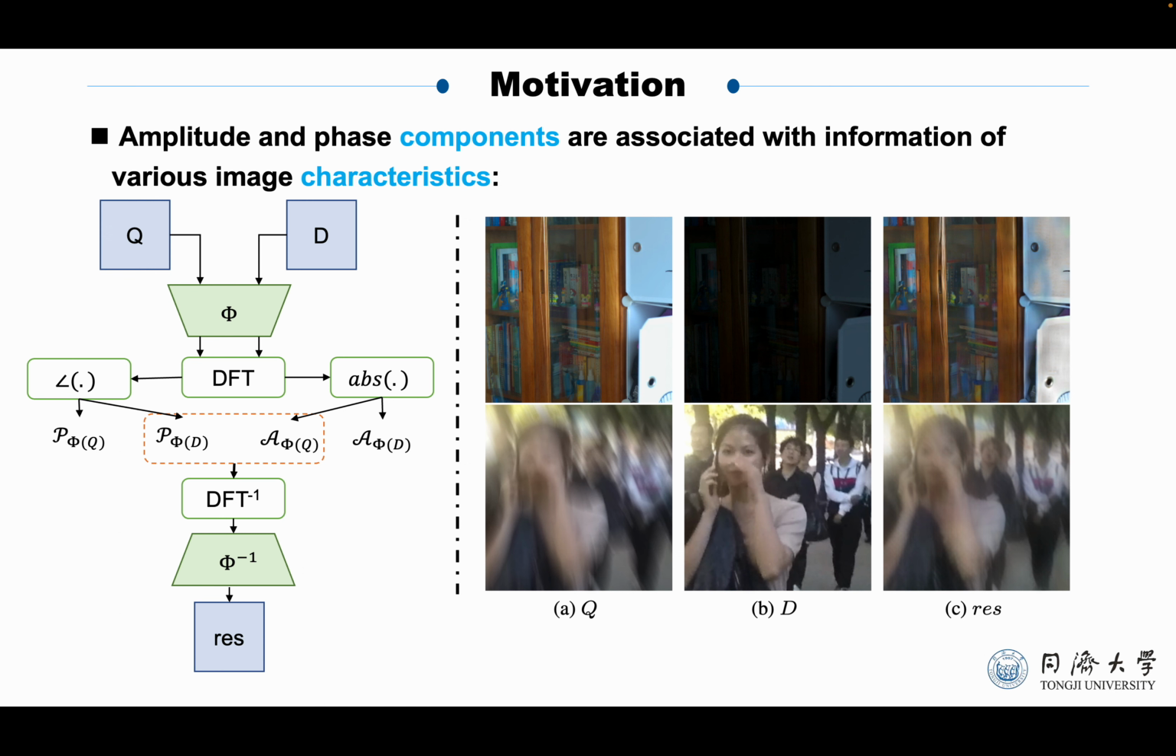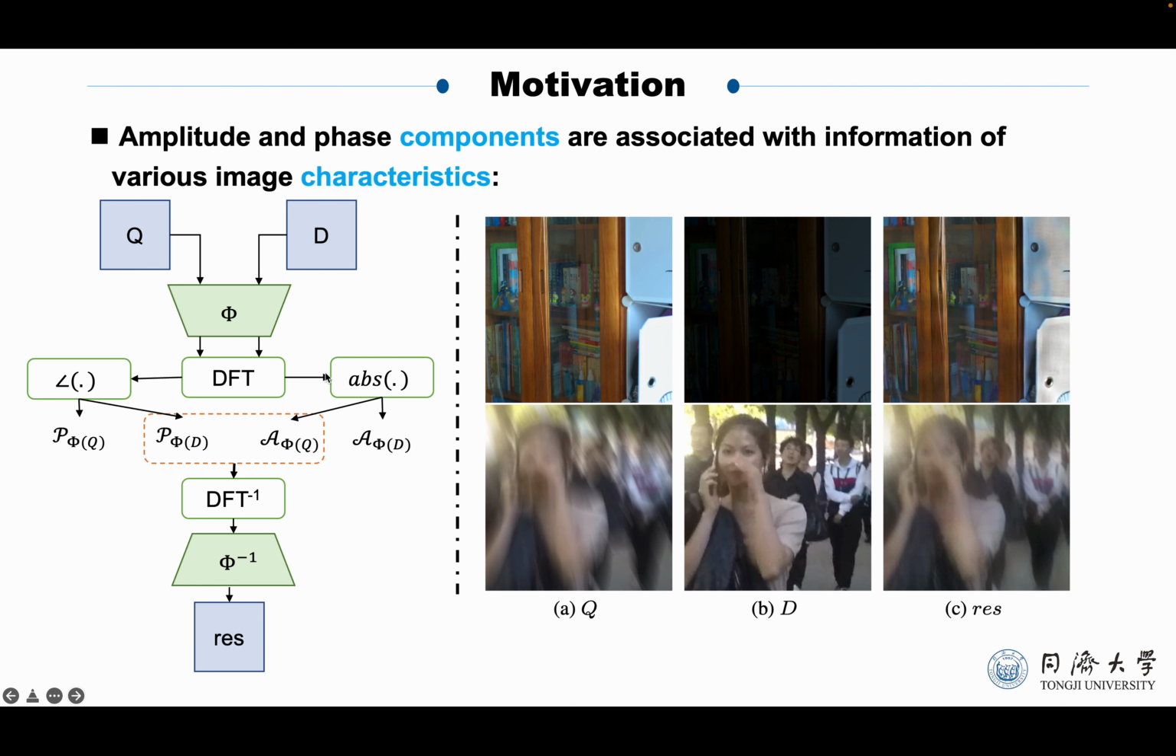Our secondary motivation is shown in this page. We already know that frequency components of images possess specific physical meanings, and we show that these frequency components of the image feature are likely to associate with certain image characteristics. As shown in this figure, we have two images denoted as image Q and D.